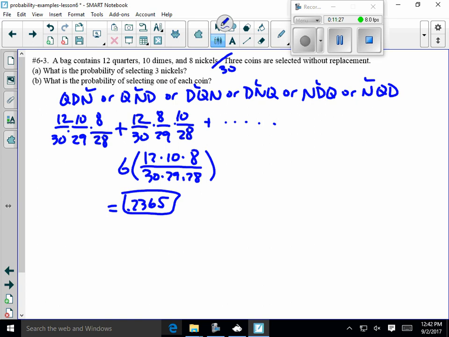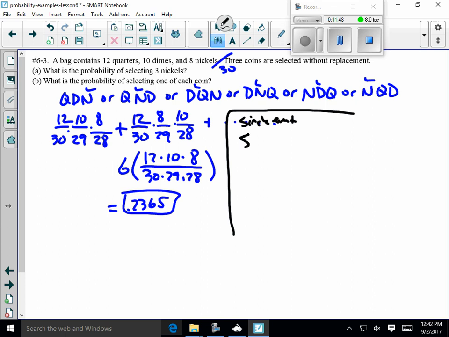Okay, now there is another way to do this, and that is if we want to think of this as a single event. If we wanted to think of this as a single event, we might talk about the 3 draws all at once, like the selection of the 3 as a single thing, right? Now, if that's true, then it would be equally likely for us to select any 3 coins, right?